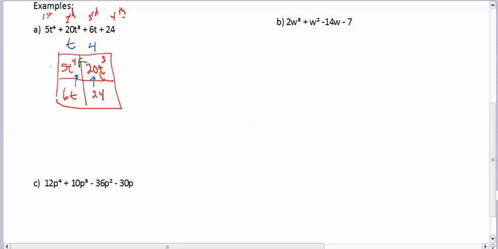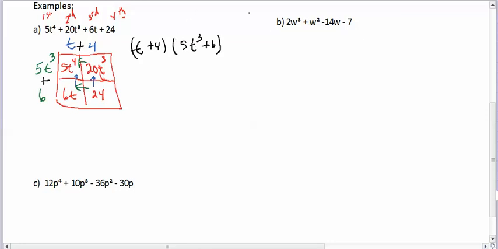What do they have in common? Well, they both have a 5, and this has 4 t's and this has 3 t's. The biggest t's they have in common is t to the third. And then I look this way, what do they have in common? Well, they both could have a 6. Just like before, the sign that's here determines this sign. The sign right here determines this one, so they're both positive. So my answer is t plus 4, and then it's 5t to the third plus 6, and that's my answer.